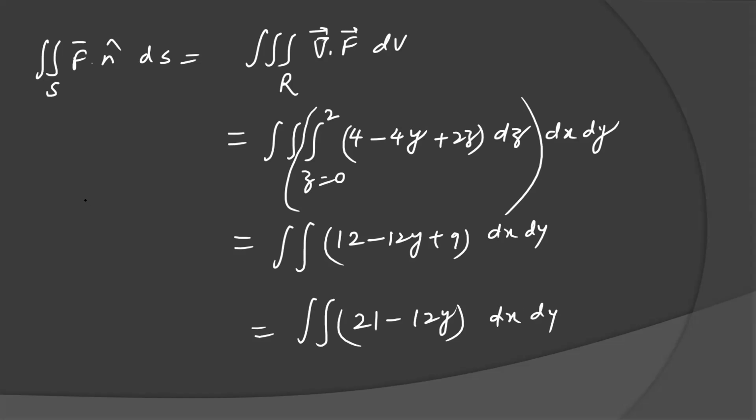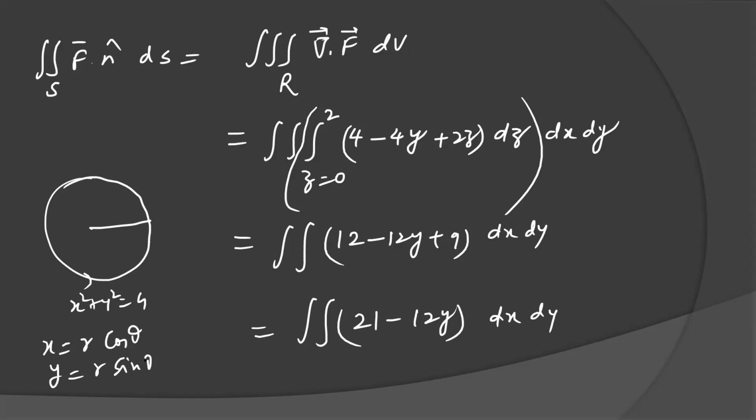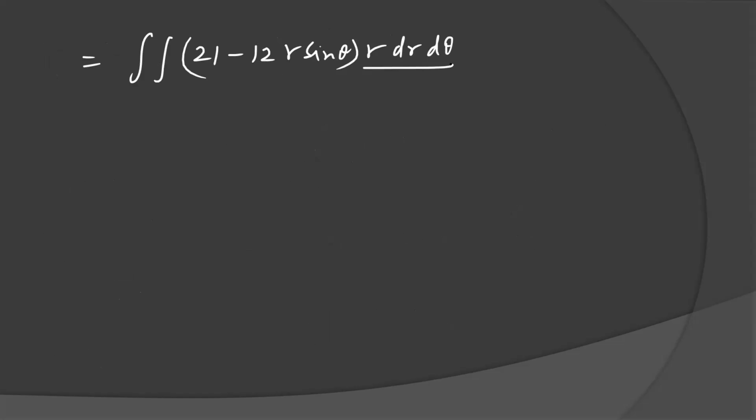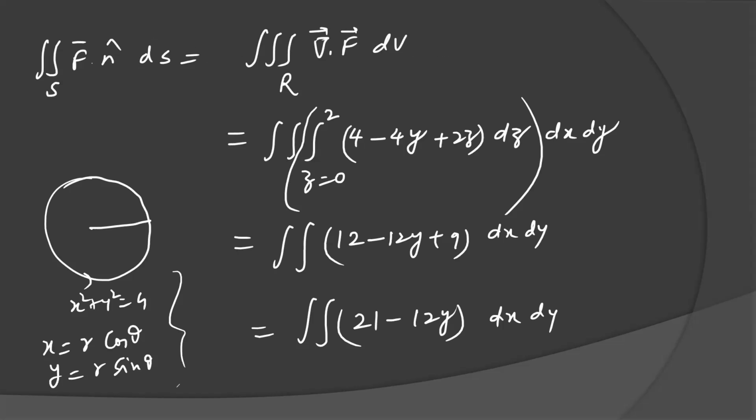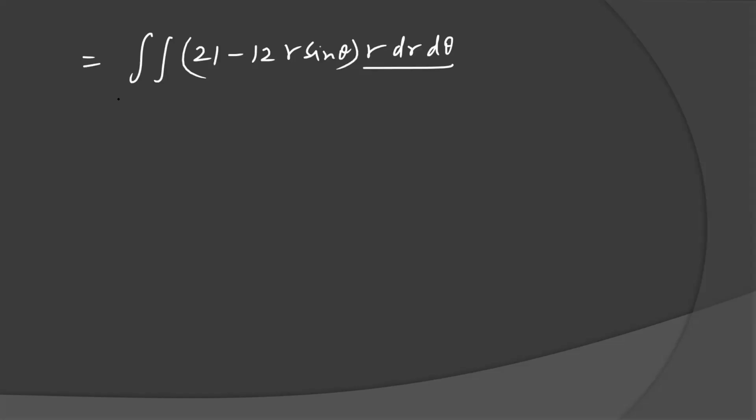In the xy plane, actually, it is a circle x square plus y square equal to 4. And you have a double integration, so x and y both will be in two parameters. x equal to r cos theta, y equal to r sin theta. So this integral becomes now (21 minus 12 r sin theta), and dx dy is r dr d theta. Change the variable of integration. Always remember, if you are in single integration, then the radius will be fixed, x will be 2 cos theta, y will be 2 sin theta. But if you are in double integration, r and theta both vary. Can you tell me the theta? Theta will be from 0 to 2 pi, the entire circle.